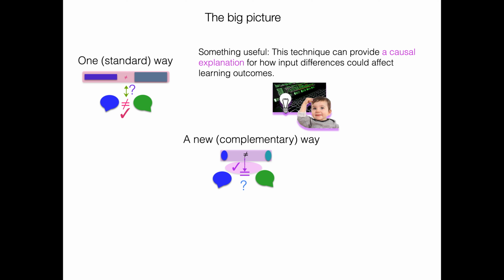Now, something that's useful is that this technique of developmental computational modeling can provide a causal explanation, right? That's something I harped on throughout, but the idea is that we're interested in how input differences could affect learning outcomes. Why does some aspect of the input matter? Well, that's what your developmental computational model is doing. It's implementing a particular theory that says how the input causes the knowledge to develop, why a particular part of the input matters or doesn't matter.